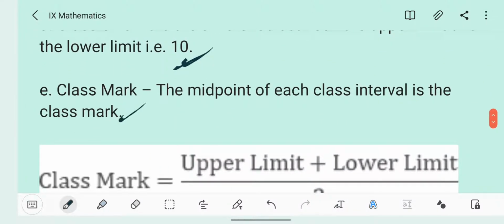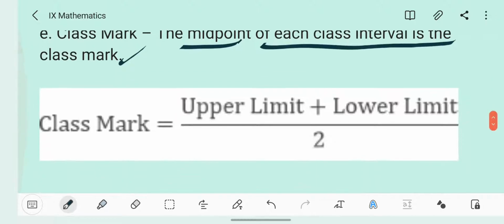What is the class mark here? The midpoint, or we can call it the average of the upper and lower limit, is called the class mark. Upper limit plus lower limit, divided by 2.